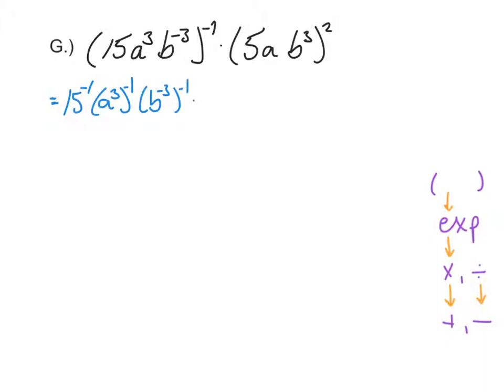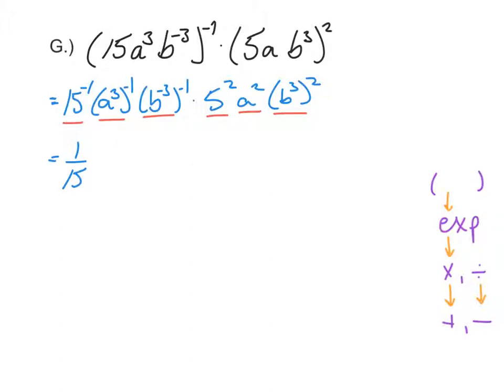In the next set of parentheses, we're going to pass out the 2. So 5 squared, a squared, and b to the third squared. Everything gets squared. So now let's simplify each of these 6 factors one at a time. 15 to the negative first just means 1 over 15, and then the power becomes positive.